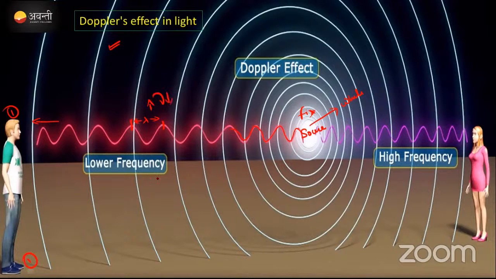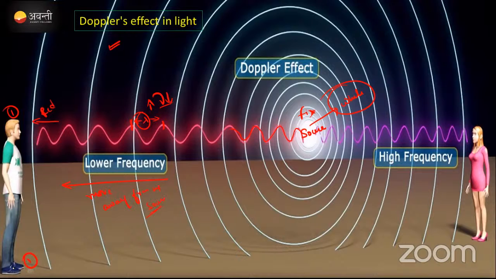As I move away from the source, the wavelength increases and the frequency decreases. Like this, when I am moving away, this white color source will look like a red color to me.